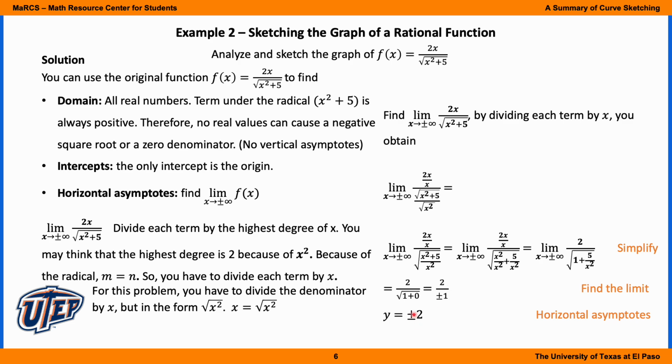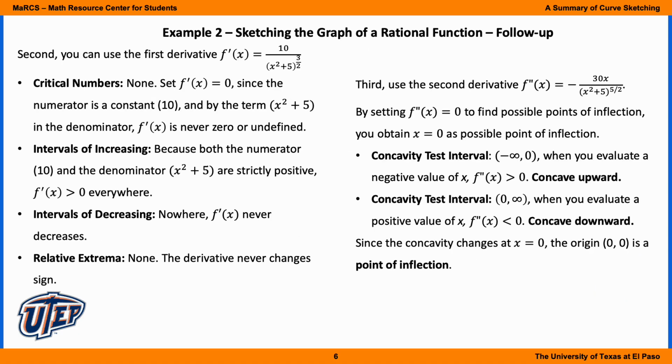Now we can use our first derivative to find the critical numbers, the intervals of increasing or decreasing, and our relative extrema. So f prime of x is equal to 10 divided by x squared plus 5 raised to the power of 3 over 2. We will get no critical numbers because if we set our first derivative equal to 0, we were dividing a constant 10 by x squared plus 5 in the denominator. So we will never get a 0 or undefined.